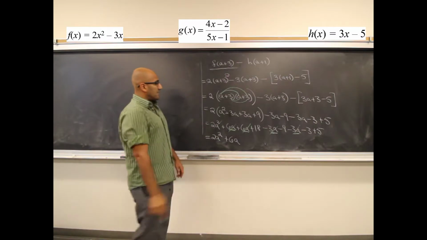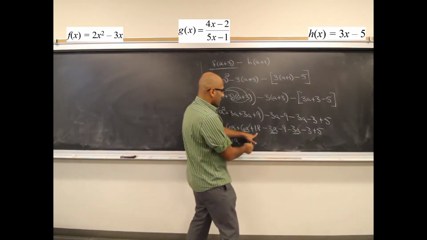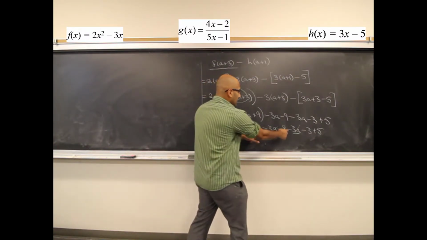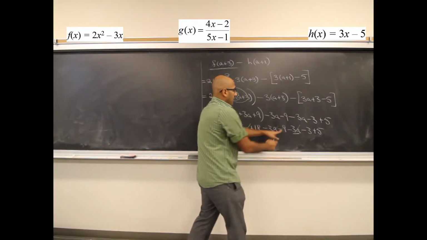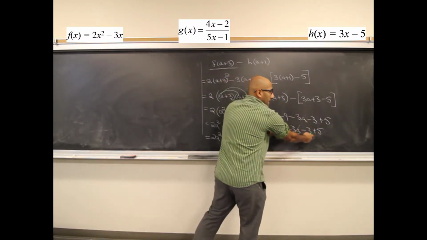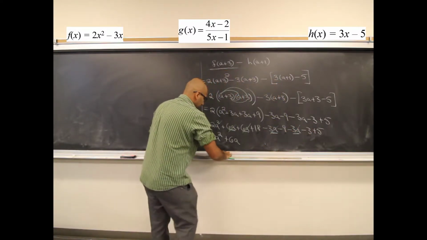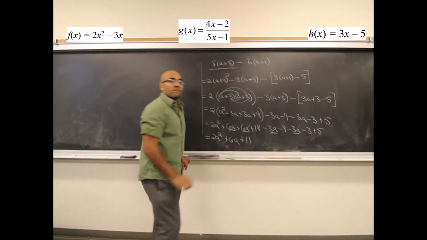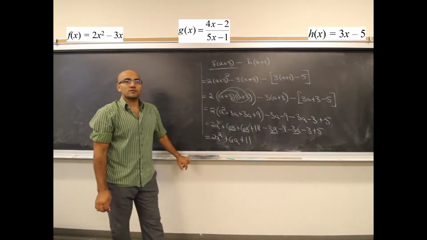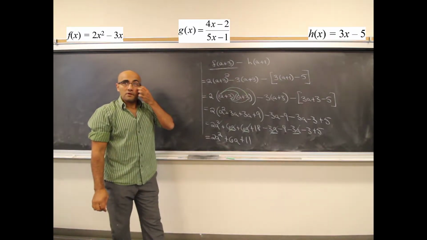We already took care of the a squared. The only thing left is the whole numbers, the constants. So we've got plus 18 minus 9. So at this point we're at plus 9. Plus 6. Plus 11. Any questions? No?